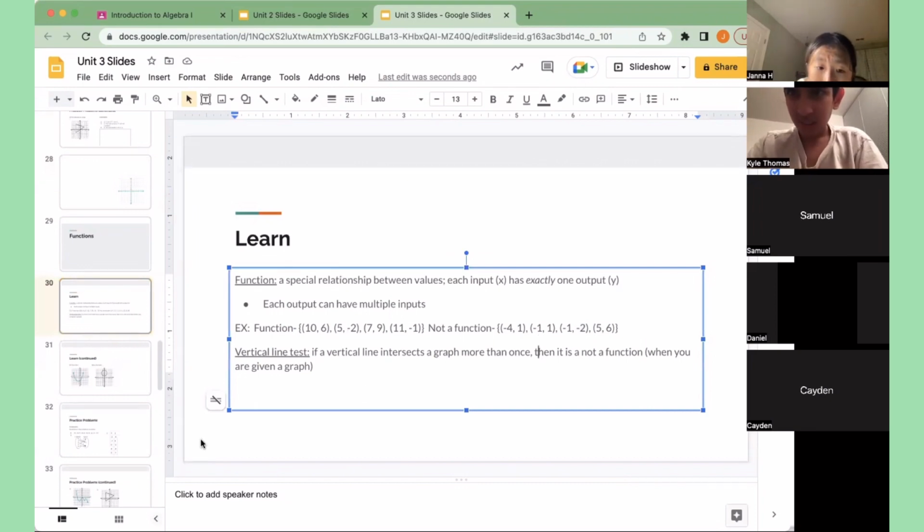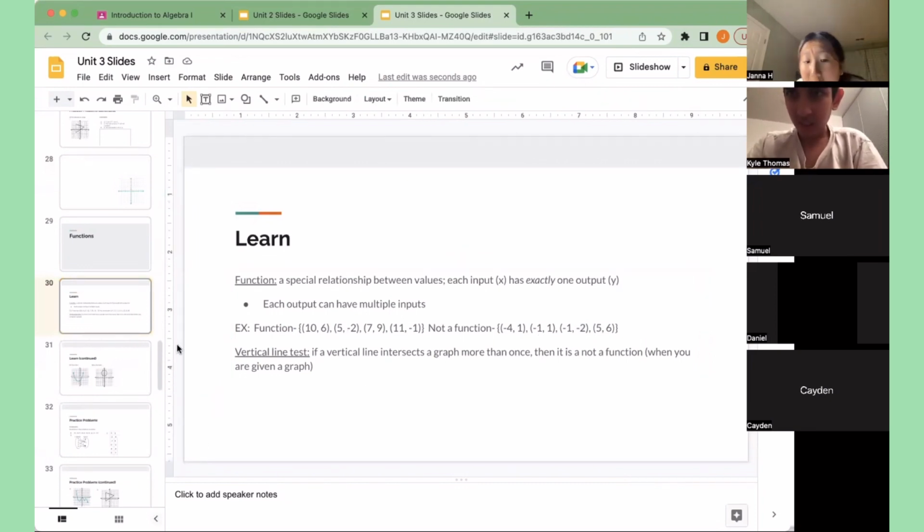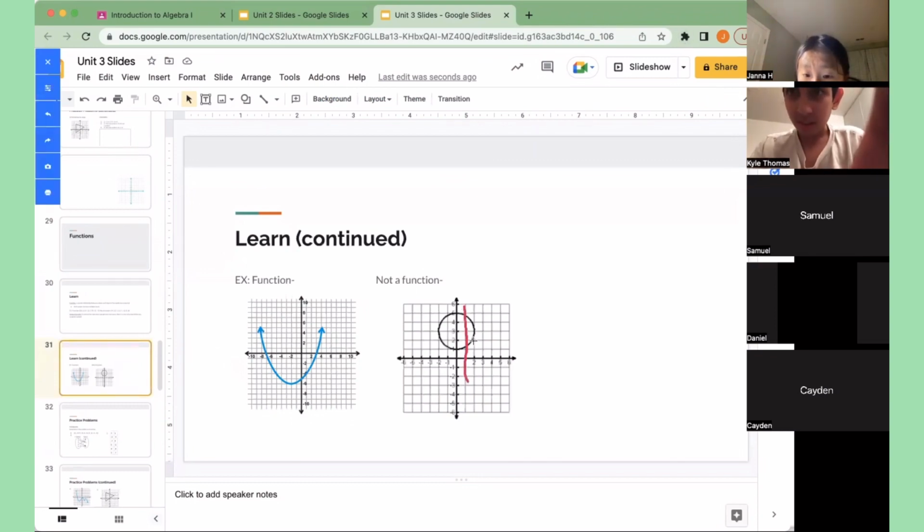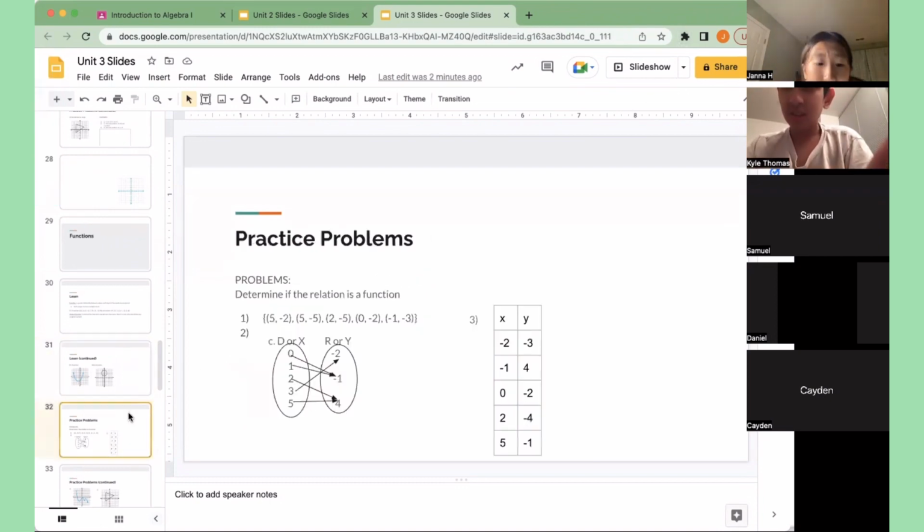Vertical line test, I think we went over this in the vocab, but it's if a vertical line intersects a graph more than once, then it is not a function. And this is for when you're given a graph. So, this is not a function because if you put a vertical line, it intersects at 2 points. Vertical line test, it can only intersect at 1 point. Here, this is a function because it only intersects at this 1 point.